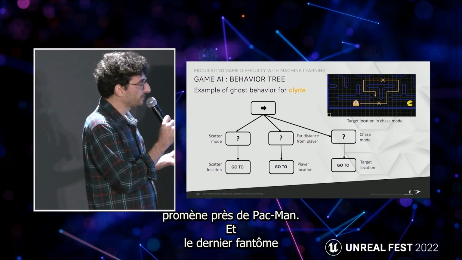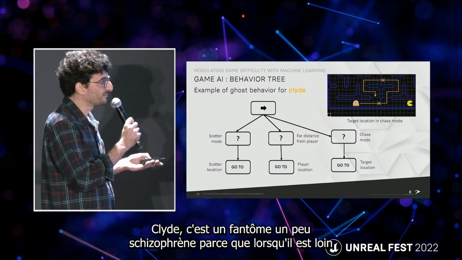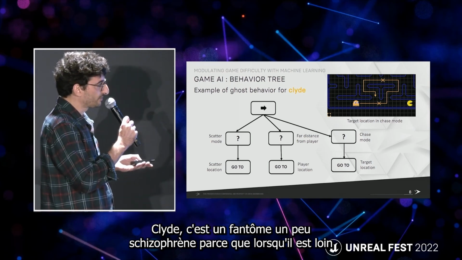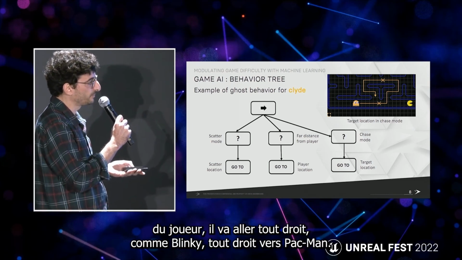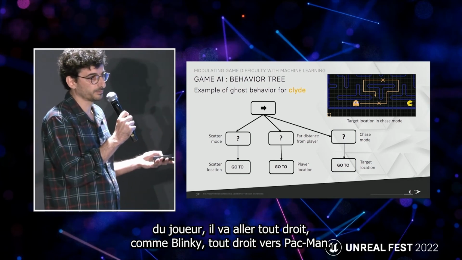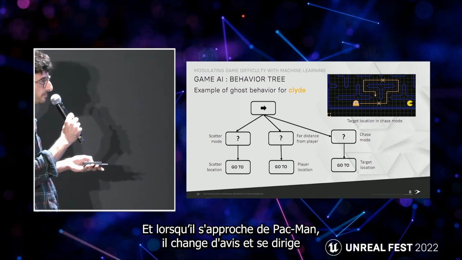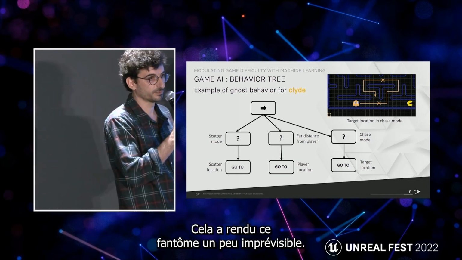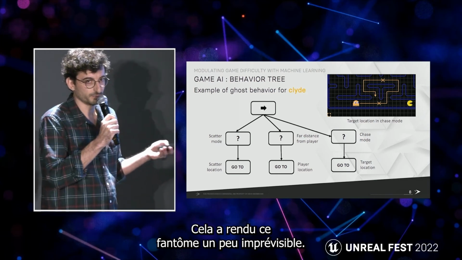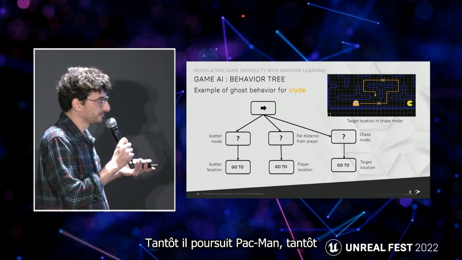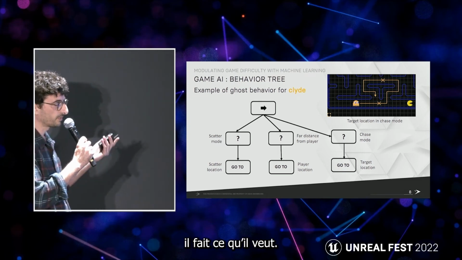And the last ghost, Clyde, is a bit the schizophrenic ghost, because when he's far from the player, he's going to go straight ahead, like Blinky, straight away to Pac-Man. And when he's approaching Pac-Man, he's going to change his mind and go to the scatter location, to a corner of the map. So it made this ghost a bit unpredictable. He's sometimes chasing Pac-Man, sometimes doing his own thing.